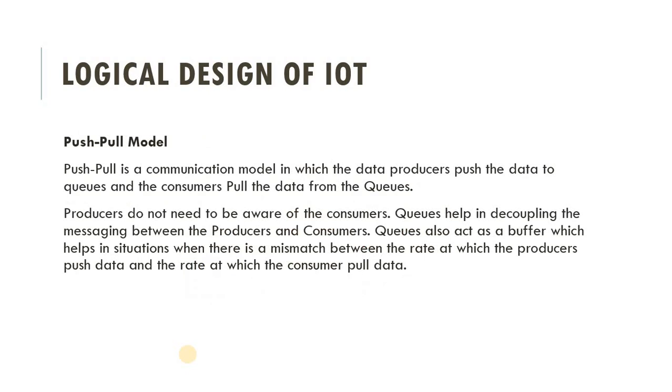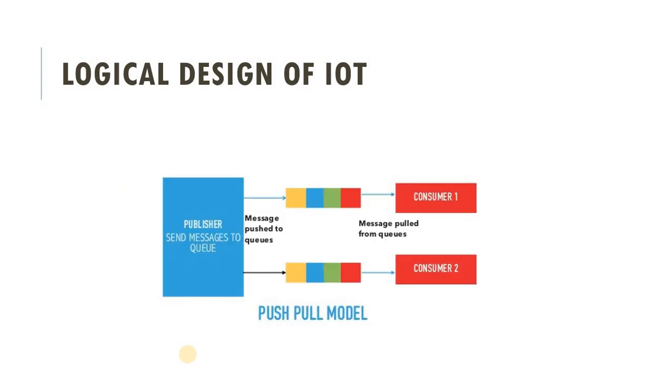The next is the push pull model. In the push pull model, the publisher sends the message into the queue. So here mainly there are two users, publisher and consumer. Here the broker is not available. In the push pull model, the publisher sends the message in the queue. So this is a queue.